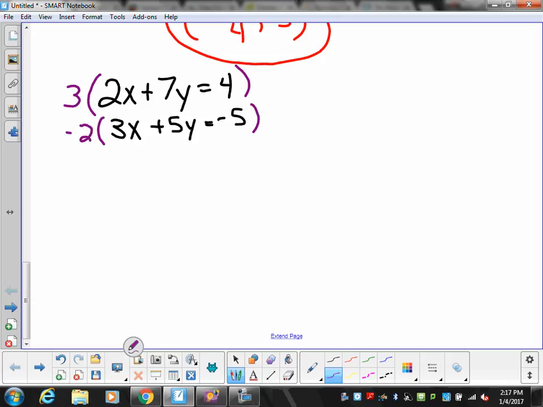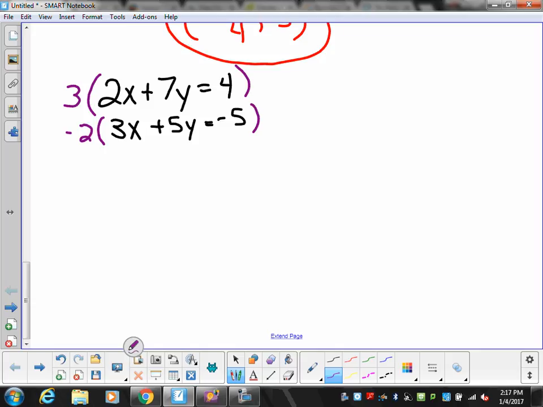So the variables don't have to match, they have to be negative? No, they are going to have to match, because what we're about to do is distribute, and it's going to be a 6x, that's going to be a negative 6x. So we just have to create the match.